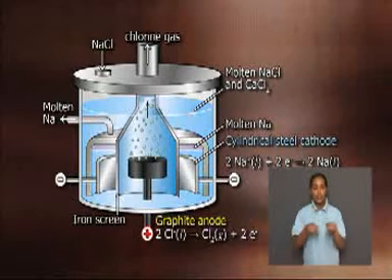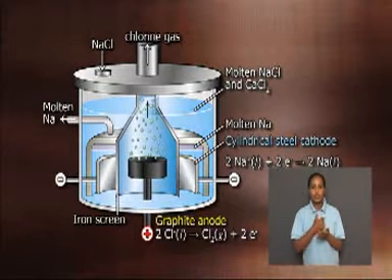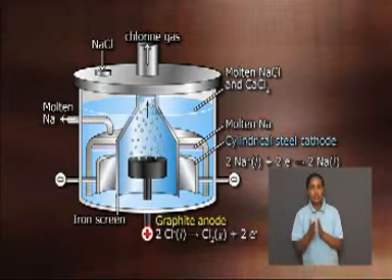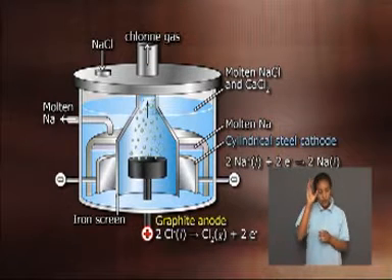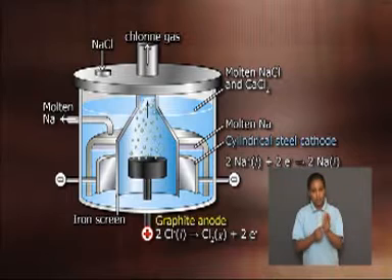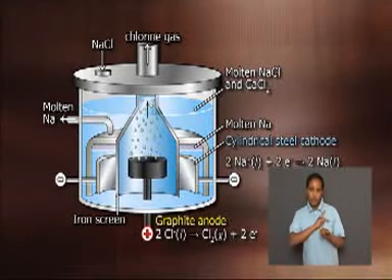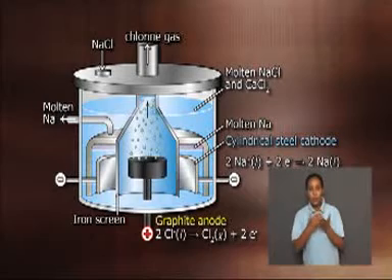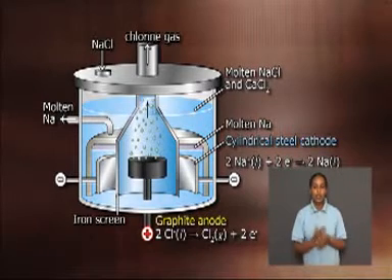In today's lesson, we are going to learn about how sodium is manufactured using the Downs cell. We are also going to demonstrate some of the chemical properties of sodium and describe some of its uses. Let us begin.